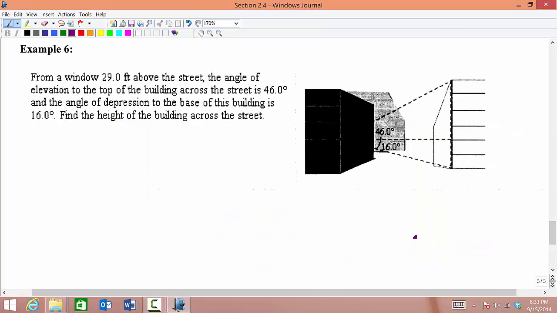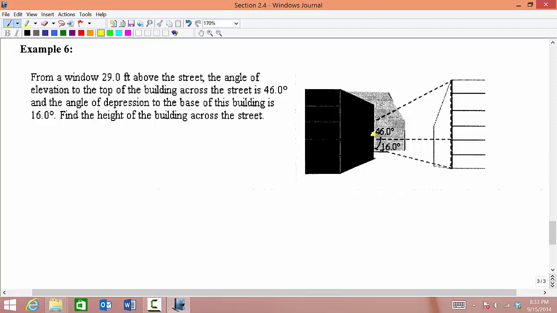In our last example, we are given a diagram, and we are told that from a window that is 29 feet above the street, the angle of elevation to the top of the building across the street is 46 degrees, and the angle of depression to the base of the building across the street is 16 degrees. We are asked to find the height of the building across the street.